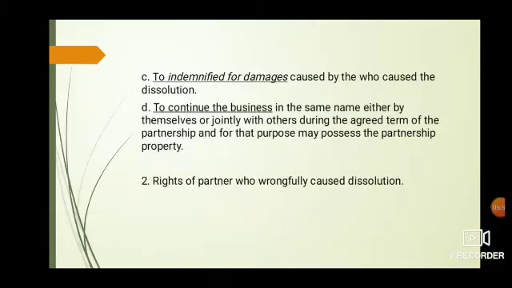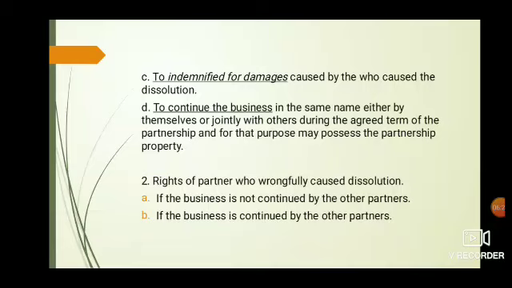Let me discuss also the right of partners sa wrongfully caused dissolution. So, if the business is not continued by the other partners, the partner who wrongfully caused the dissolution may have the partnership property also applied to discharge liabilities of partnership and to receive in cash his share of the surplus minus damages caused by his wrongful decision. So, may kailangan pa rin siyang bayadan aside sa utang ng partnership niya dun sa mga kapartners niya.